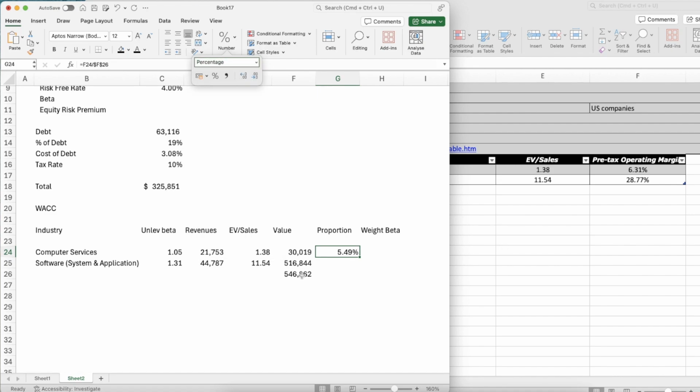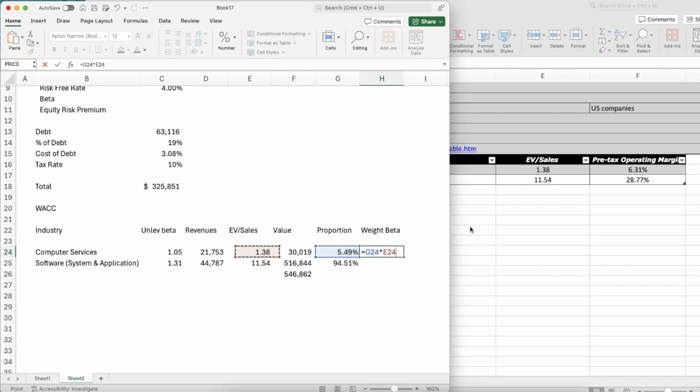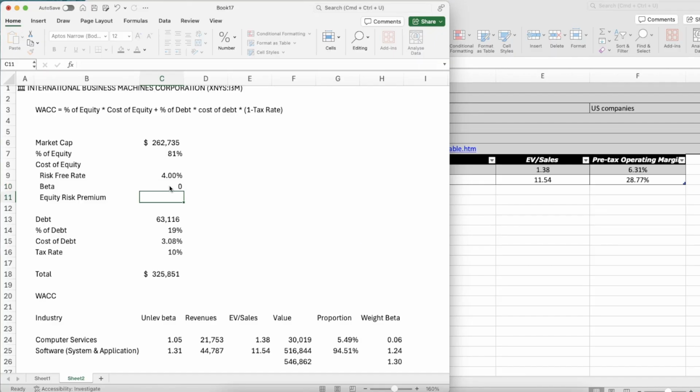Copy. No, we want to go like that. The proportion multiplied by the unlevered beta. Just format them, go number. Yeah, perfect. So the unlevered beta for IBM is 1.3. So equals H26. Sorry, 26, equals H26. There we go.